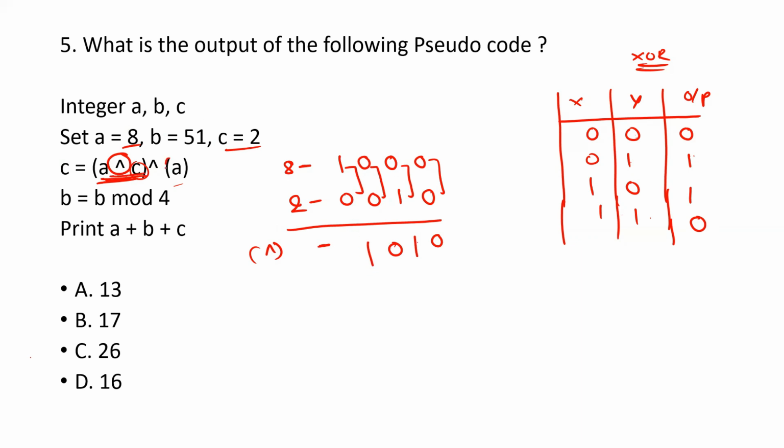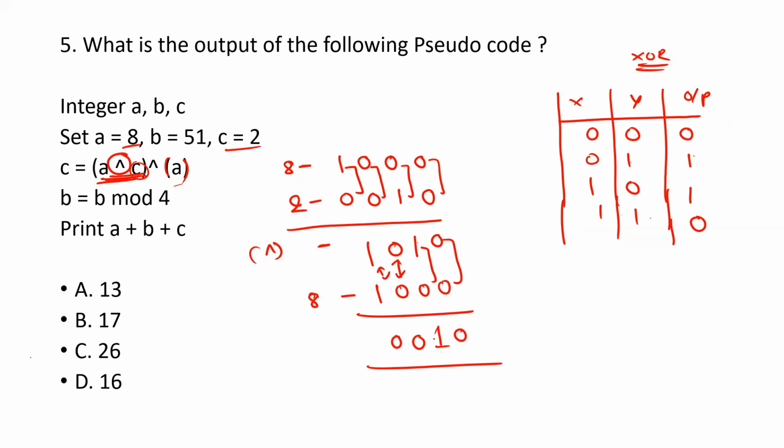Now this will be again XORed with 8. What is A, or 8, right? The value of A is 8 here. So again we will do XOR with 1000. Now what do we get? 0 and 0 is the same, so we'll get 0. 1 and 0 is different, so we'll get 1. 0 and 0 is again the same, so we'll get 0. 1 and 1 is again the same, so we will get 0. Now, what is the equivalent decimal value of this? This is basically 2, right?